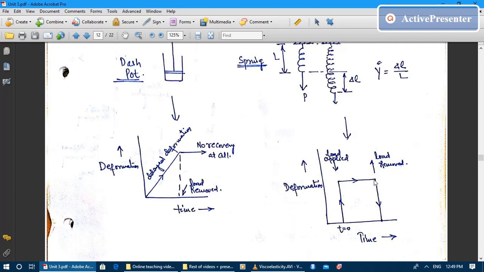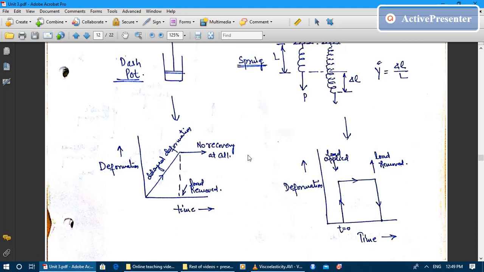Let's say at time t is equal to t, at this point of time we have removed the applied load P. Once we remove this applied load P, then immediately spring will retain its original shape, and the deformation, meaning delta L value, will come to 0. That means this curve will come back to the x-axis. So this is the behavior of a spring, and this is the behavior of a dashpot.